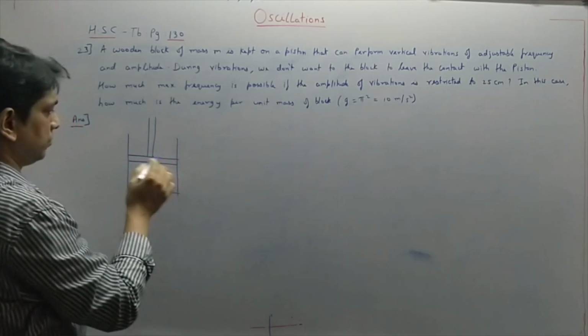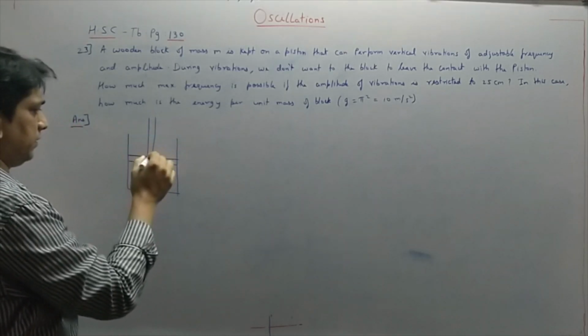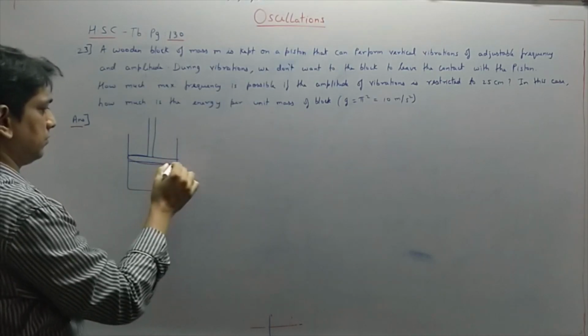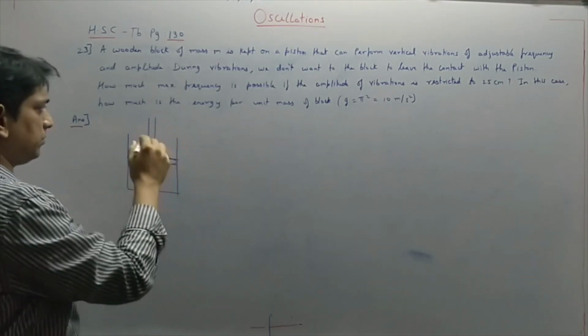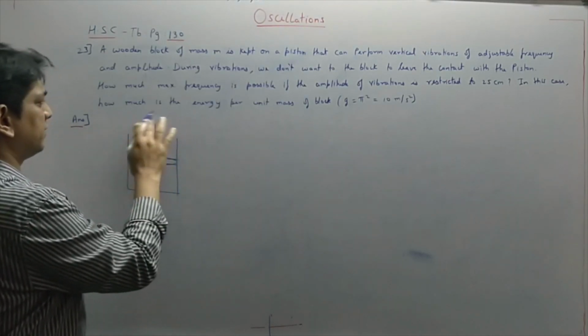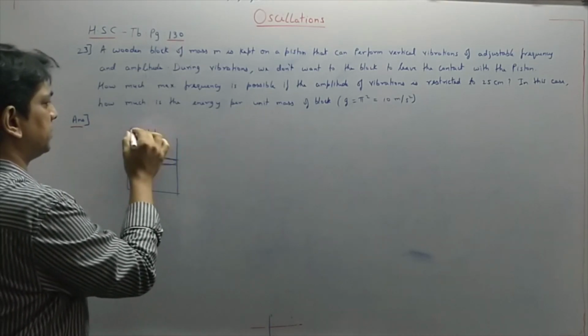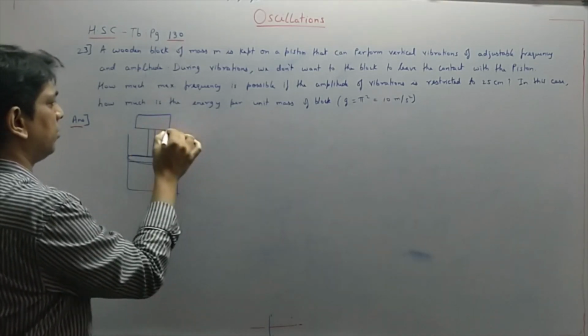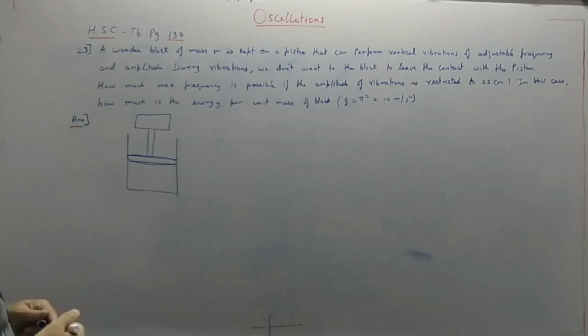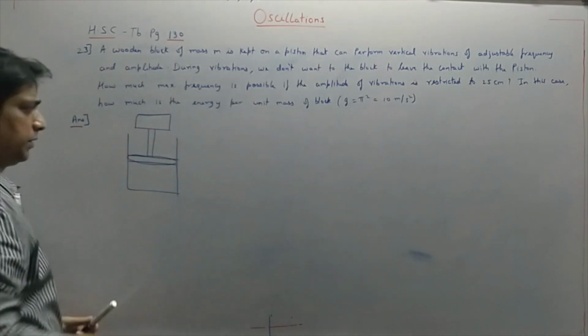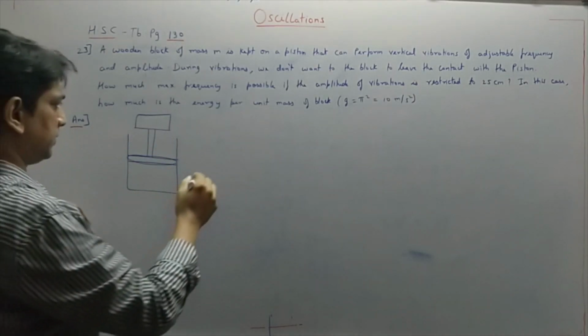Okay, so this is the piston we are having. It is going to move up and down. We can assume the diagram to be that the piston is connected to a block. So this is a block, or you can take just an inverted piston. You can have the piston in this direction also.